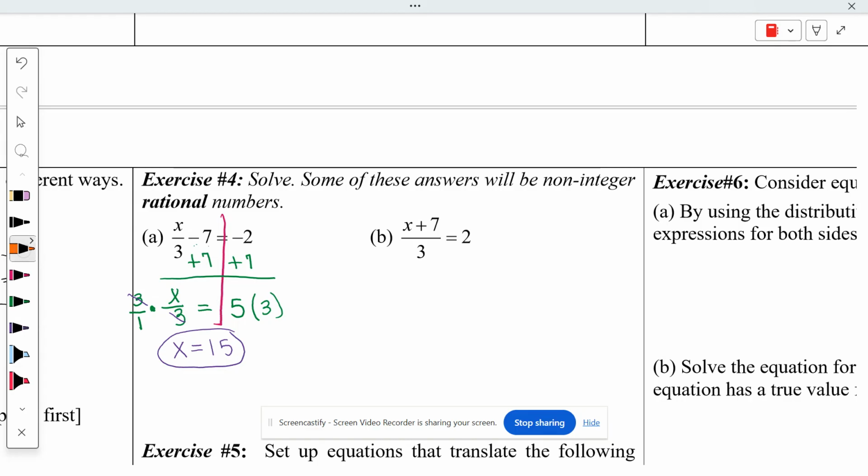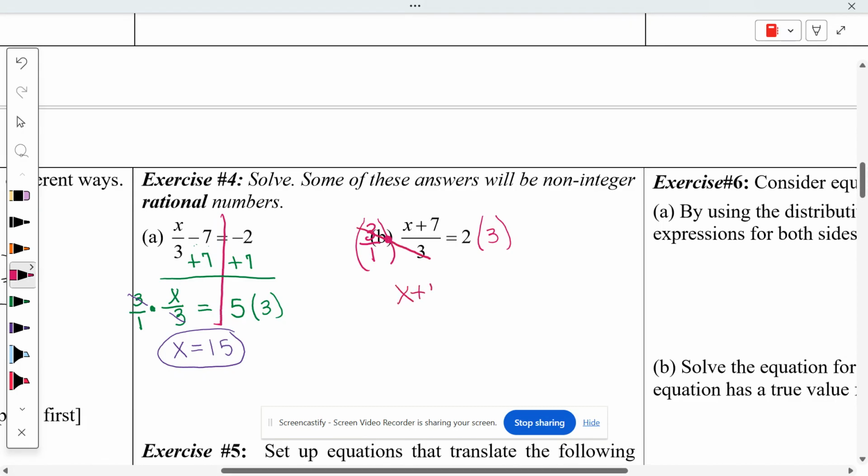What if I do this second equation? Well, notice that I can't move this 7 away from the x because they're both being divided by 3. So the first thing I have to do is get rid of the divide by 3. What is the opposite of divide by 3? Well, it's multiply by 3. So I'm going to multiply both sides by 3. I do that, so I get rid of the denominator. X plus 7 equals, well, 2 times 3 is 6. Last step, subtract 7 from both sides. X equals negative 1.